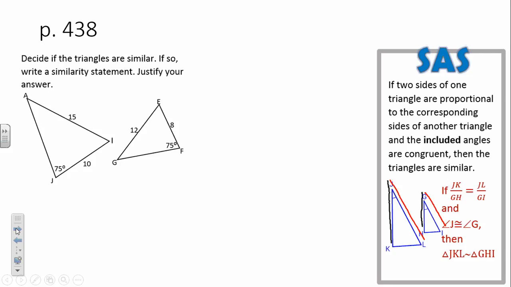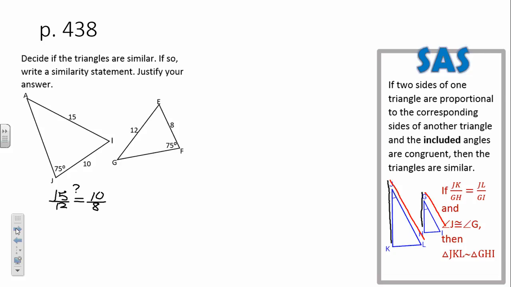When I look at these, the 15 is the larger of the two, and the 12 is the larger of the two. So I would compare 15 to 12, and I would compare the 10 to the 8. But 15 over 12, they both have a 3 in common. That reduces to 5/4. 10/8 has a 2 in common. That reduces to 5/4 as well. So we have two pairs of sides that are proportional.